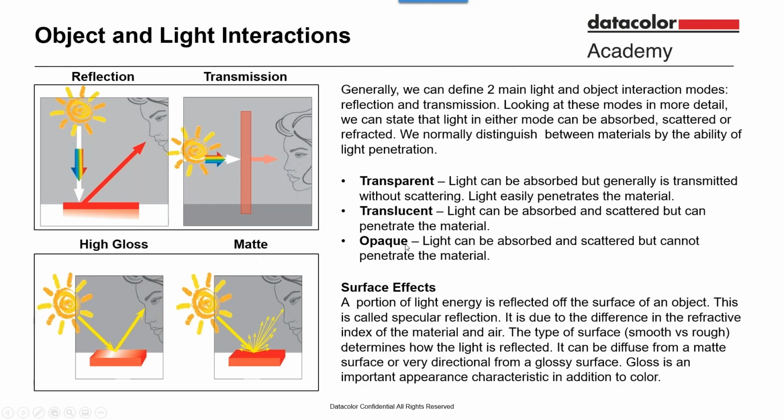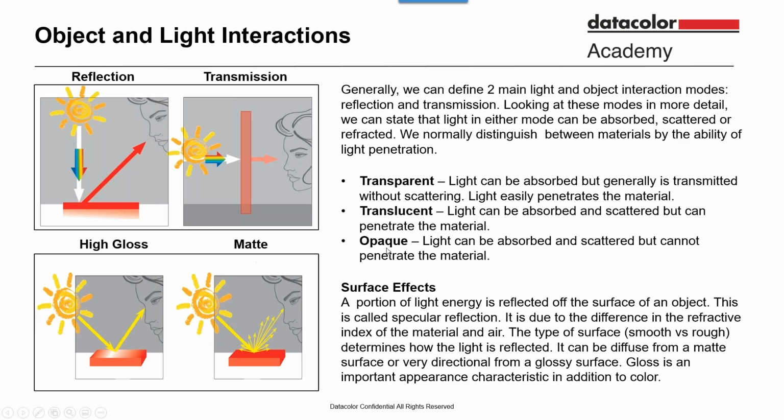Or a sample can be opaque, where light can be absorbed and scattered, but cannot penetrate the material. So the opaque object would hide anything behind it. If you're painting a wall, you want something opaque, so you want to cover. You don't want to see what's in the background.